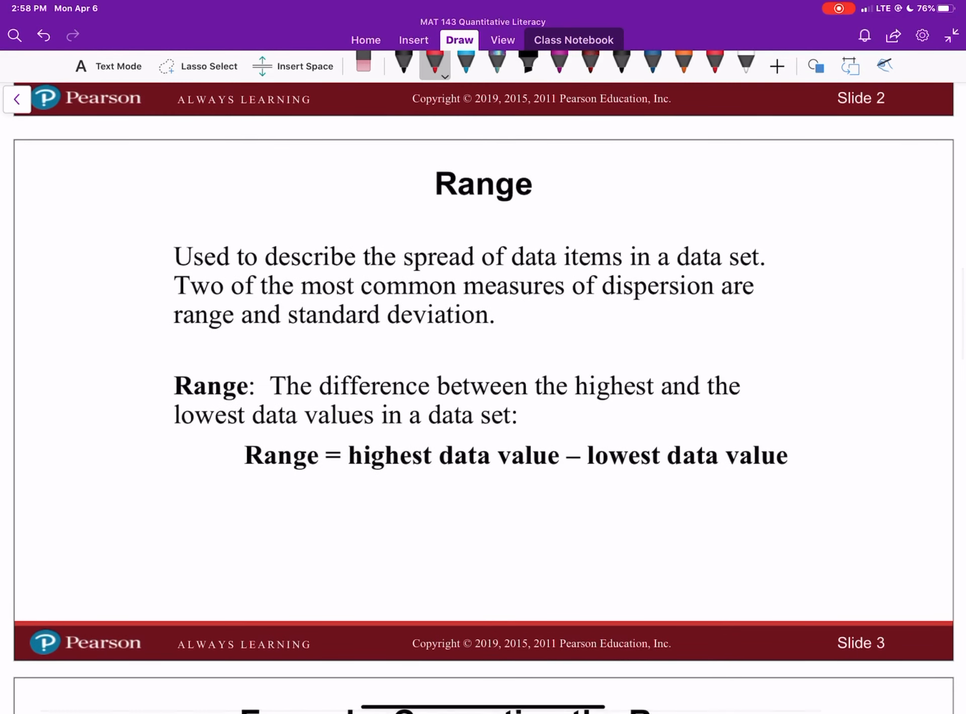So, range is used to describe the spread of data items in a data set. Two of the most common measures of dispersion are range and standard deviation. Range is the difference between the highest and the lowest data values. So the range is equal to the highest data value minus the lowest data value.